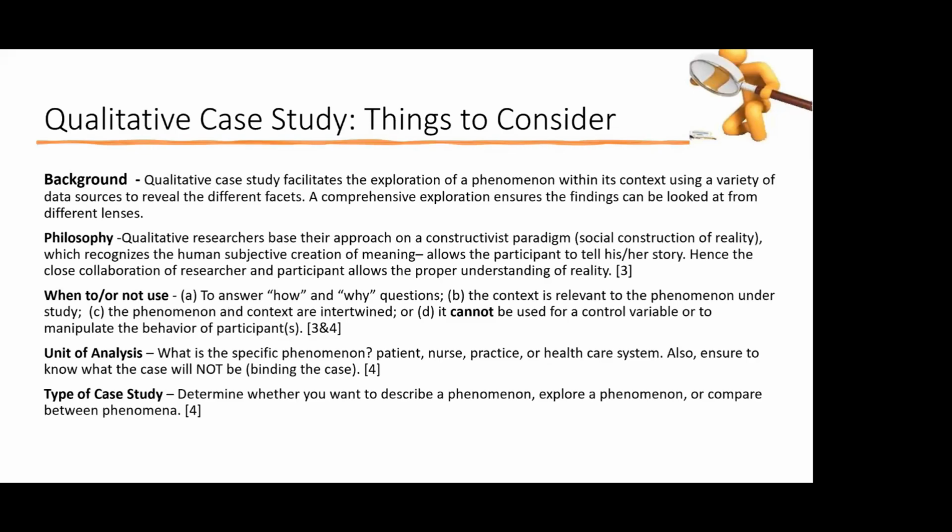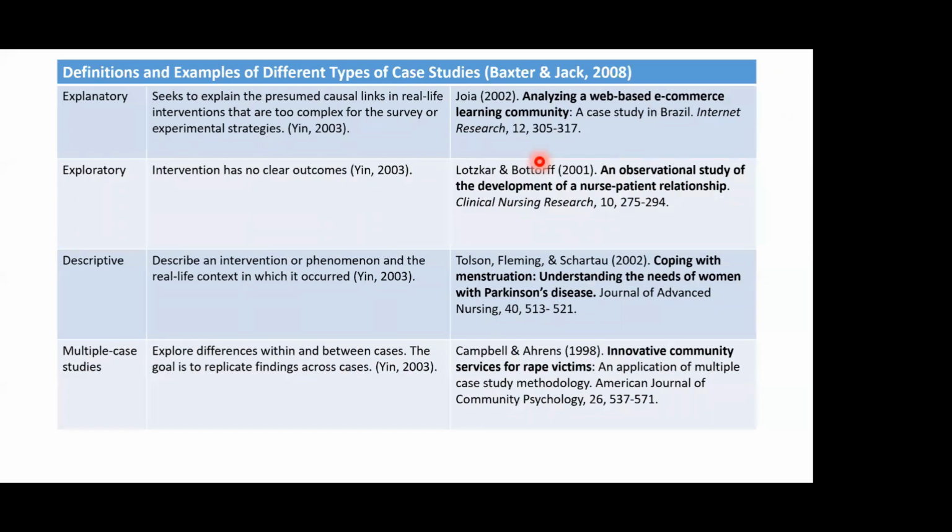So once you have determined that the research question is best answered using a qualitative case study approach, and the case and its boundaries have been determined, then you must consider what type of case study will be conducted. What type of case study? So determine whether you want to describe a phenomenon, explore a phenomenon, or compare between phenomena. And so on this slide here, I present different types of qualitative case study approaches. And I define each approach and give you an example.